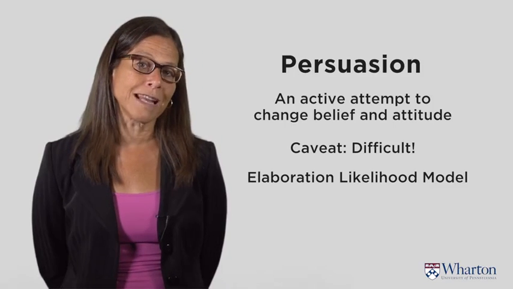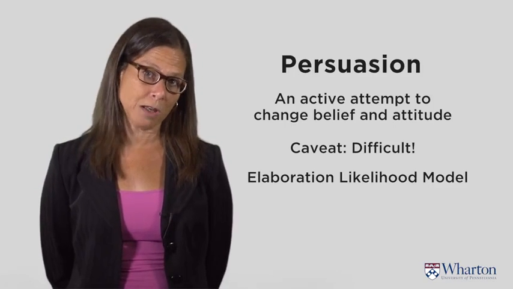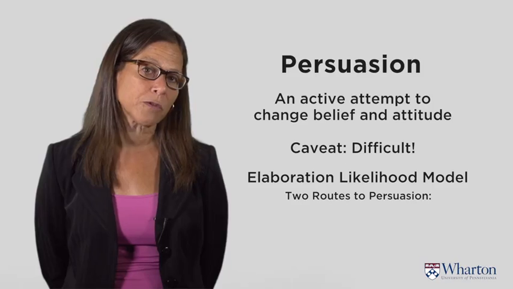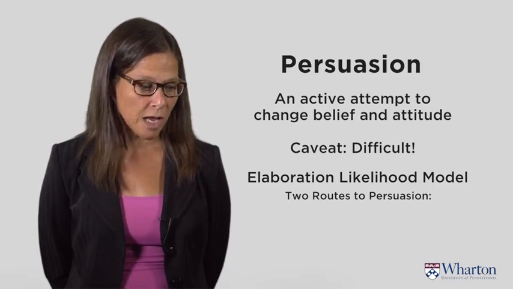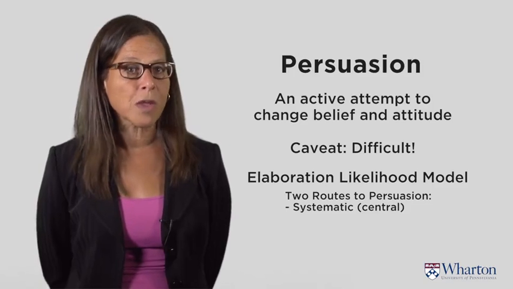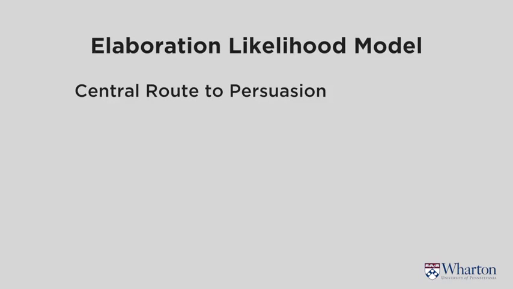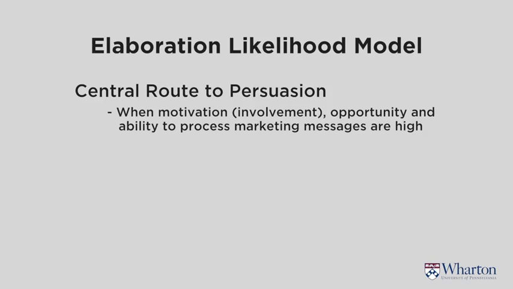So the dominant model in thinking about what's the best way to persuade consumers is the elaboration likelihood model. And this model posits that there are two different routes to persuasion. There's the systematic or central route, and there's the superficial or peripheral processing route. The central route says that if people are motivated and highly involved, and they have the opportunity and the ability to process marketing messages, then the way to persuade them is through central cues in messages. In other words, cognitive cues, things that people have to think about.